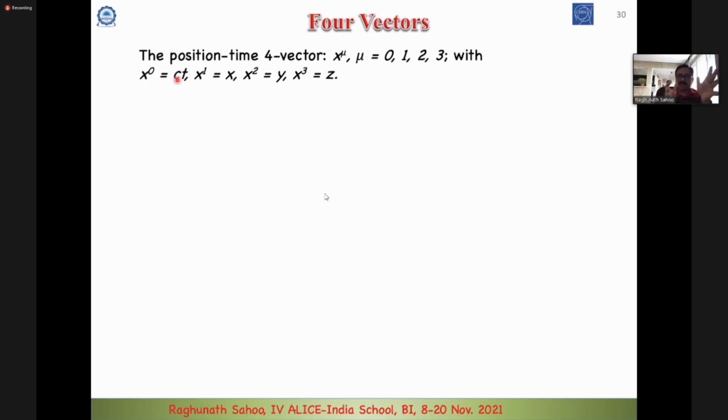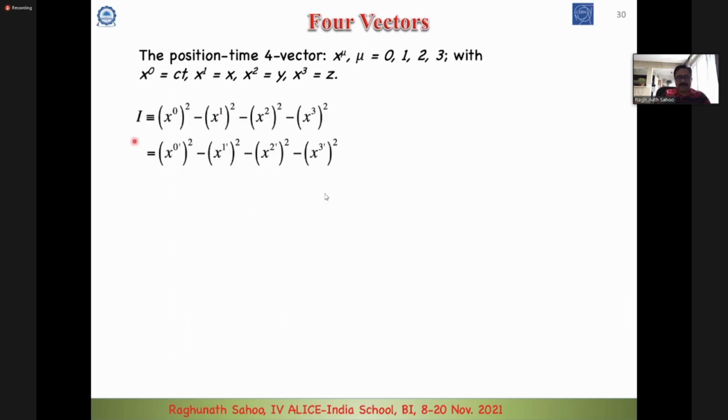It is because I want to make a slow migration from your known knowledge, or the units you are accustomed with, to the natural unit. Slow transition is better. I don't want to make a fast transition. So my 0th component is ct, which is the temporal component, and x^1 is x, x^2 is y, and x^3 is z, which are the spatial components.